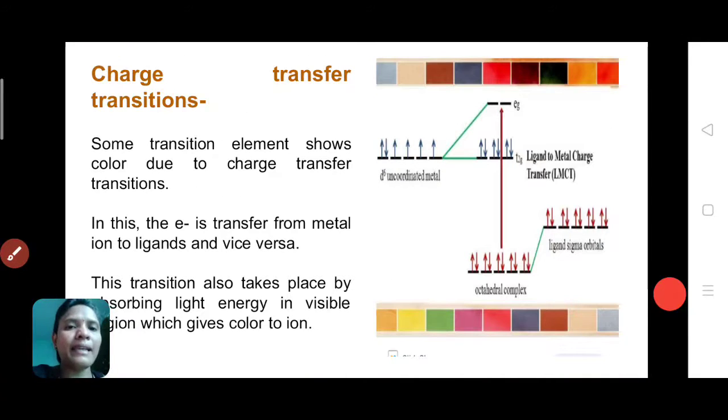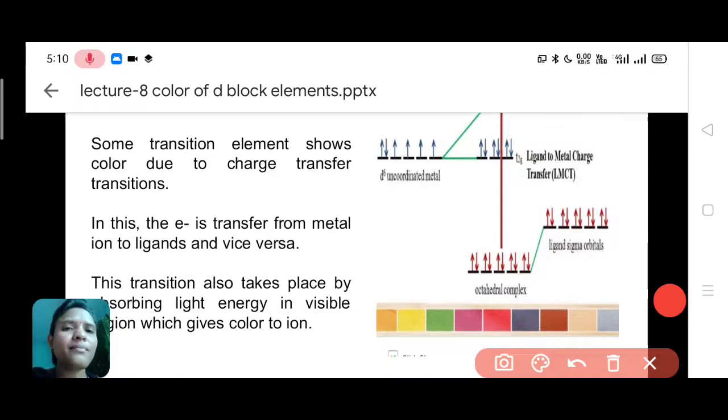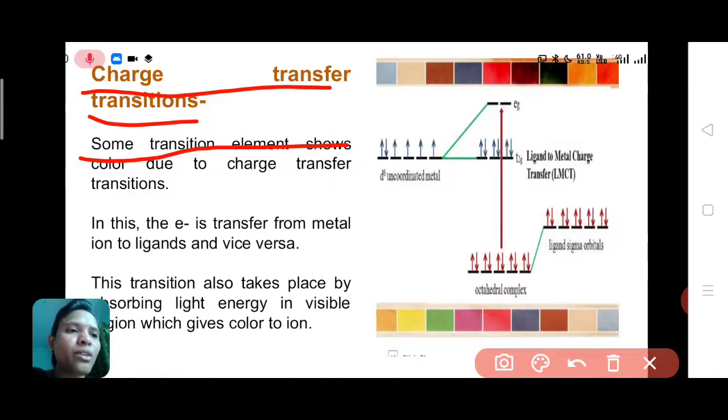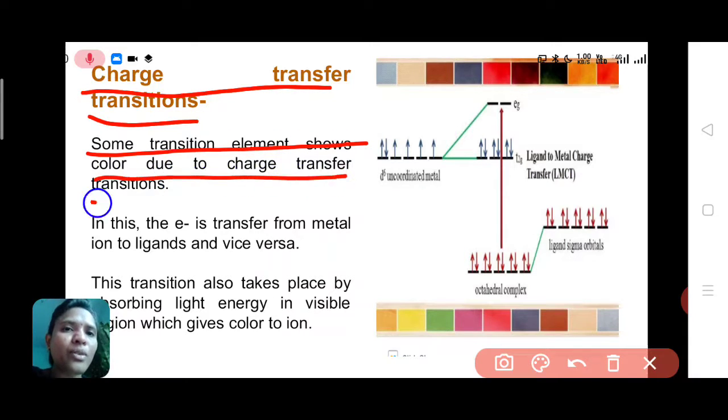Now the second reason for showing color in a transition element complex compound is charge transfer transition. It is the second reason. Charge transfer transition means some transition elements show color due to charge transfer transition. So what is the charge transfer transition? It means the electron is transferred from metal ion to ligand and vice versa.